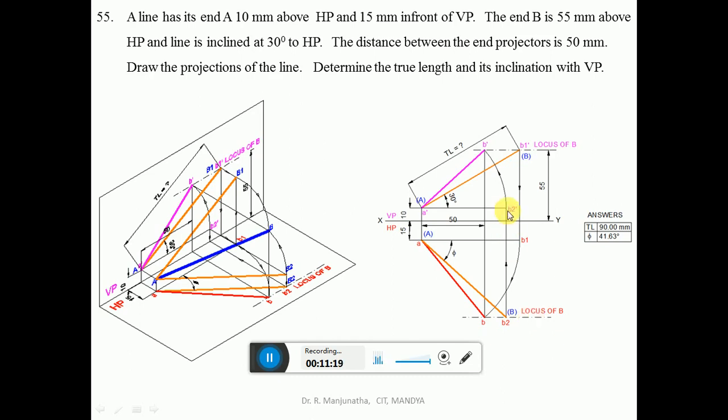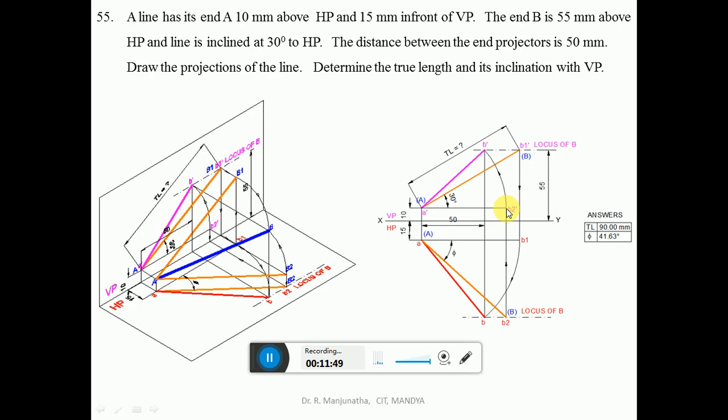Now we find out the true length in HP. To find out the true length in HP, you make the line parallel to HP. Which is the line which you make parallel to HP? The line which is inclined to HP. The line which is inclined to HP is A dash B dash. With A dash as center, you take the radius of A dash B dash and draw an arc such that B2 dash is also above HP by 10 mm. So now A dash B2 dash will be parallel to HP. So we are going to get the true length in HP.